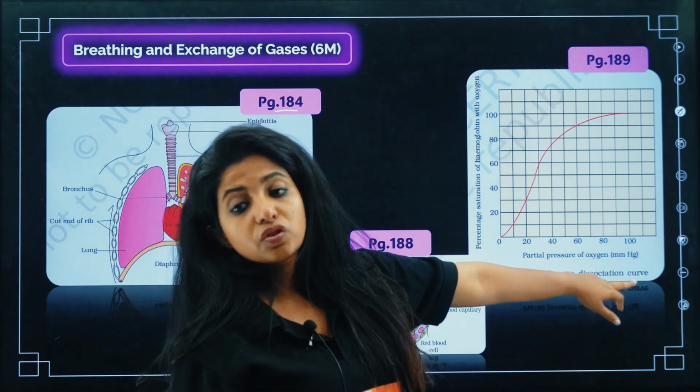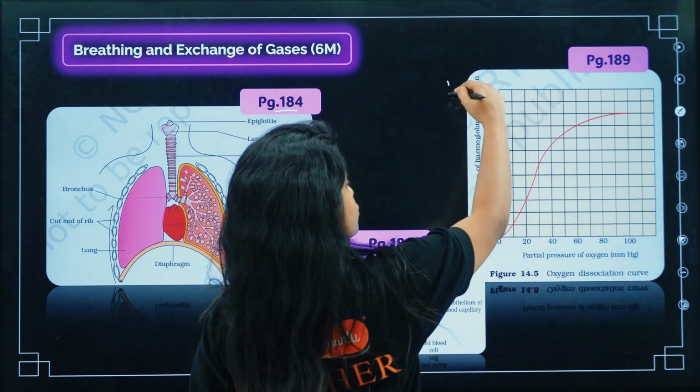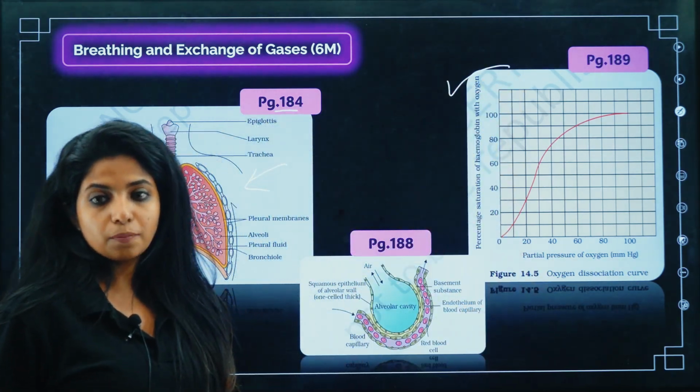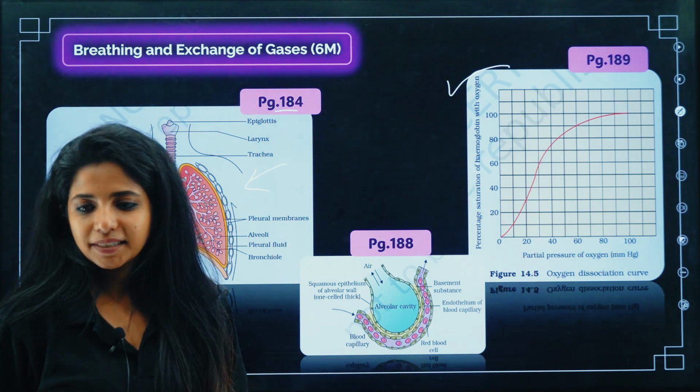Again, you have an oxygen dissociation curve. You might be asked to draw this. This is on page number 189.